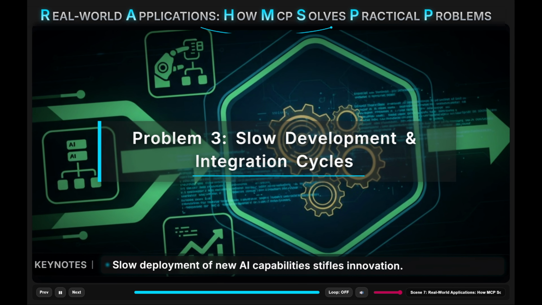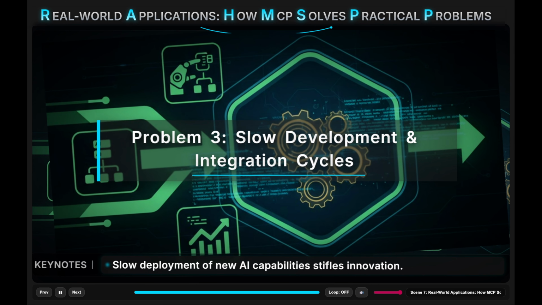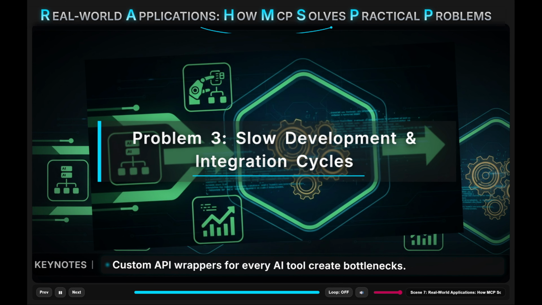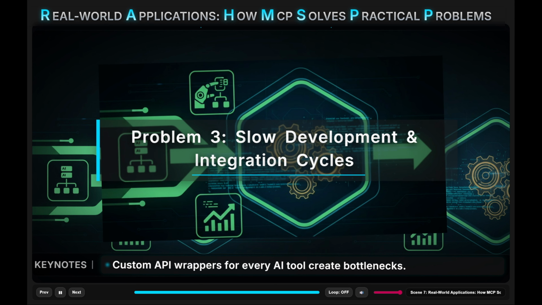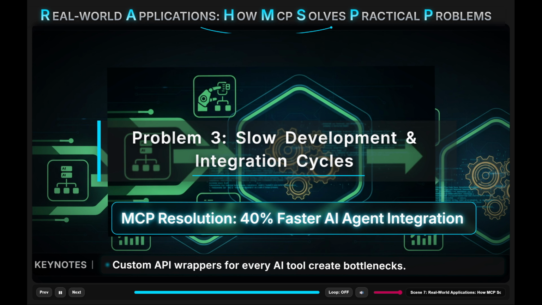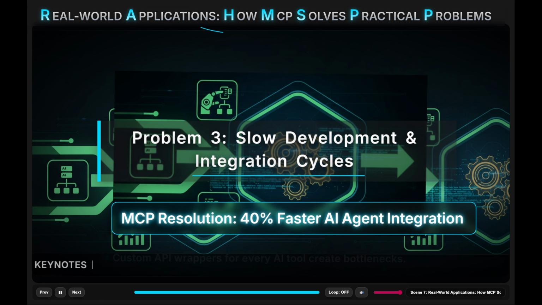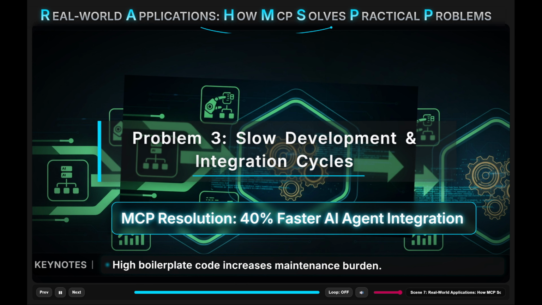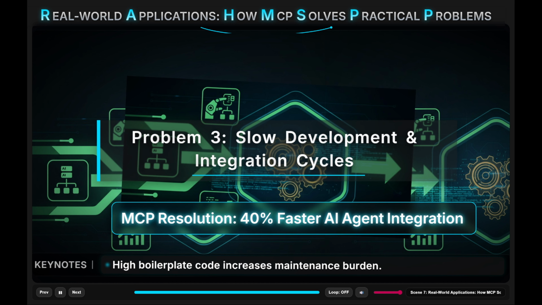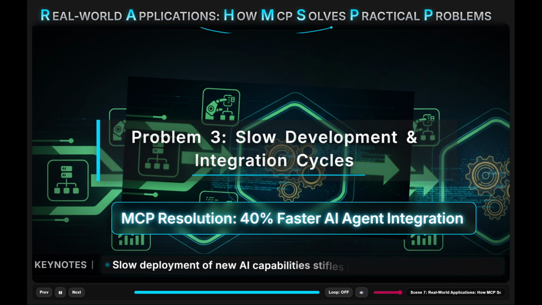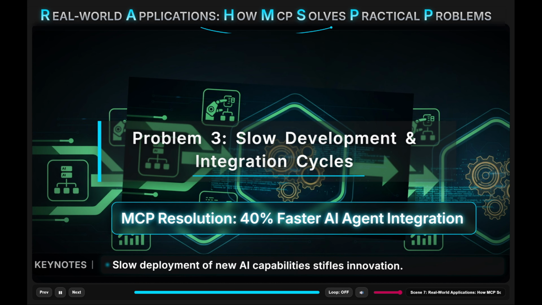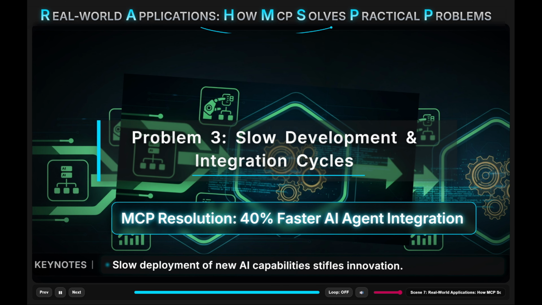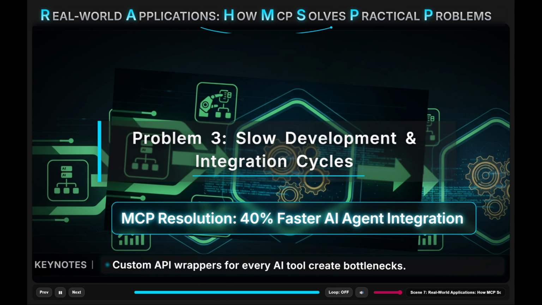MCP streamlines this by providing a standardized, declarative protocol for defining agent capabilities and tool interfaces. It dramatically accelerates the integration process. Developers spend less time writing repetitive code and more time building innovative functionalities. This translates directly into faster time to market for new AI-powered features, reducing developer effort by upwards of 40% in some cases, and enabling far greater scalability. These are just a few examples of how MCP moves us from operational chaos to strategic clarity. But even with these powerful solutions, adopting any new technology comes with its own set of challenges, which we'll dive into next.